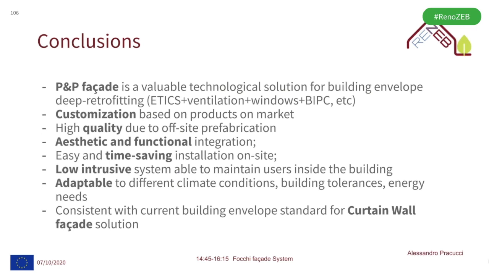The system is low intrusive, so it's not necessary for users of the building to move out during renovation, and it's adaptable to different climate conditions. So you have seen two use cases in Spain and Estonia, and you have noted how the final thermal performance could be achieved without any particular problem. And finally, it is very consistent with the current building envelope standard for curtain wall facade solutions. So we have introduced in the retrofitting market a new type of product, more or less.